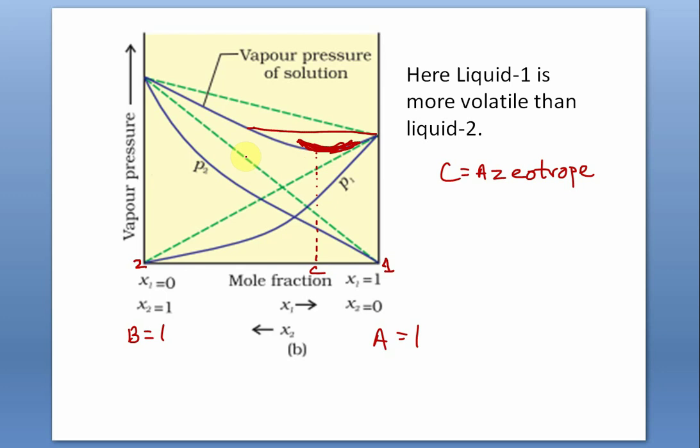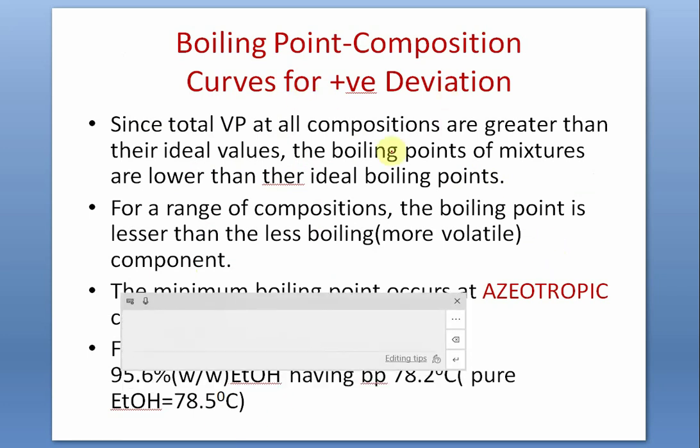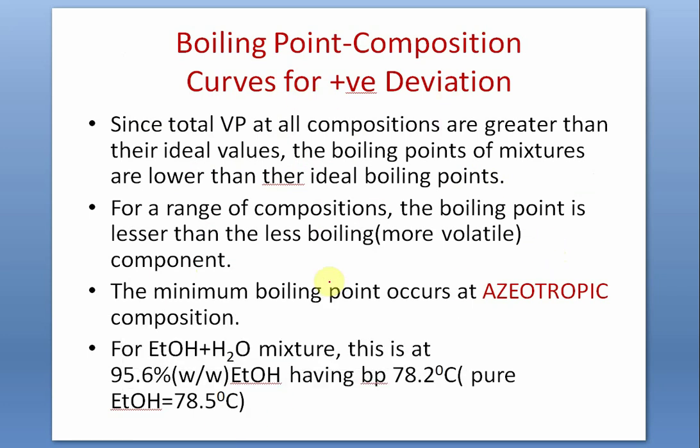You understood? So this point, the minimum point here, is called C, that is the azeotrope composition. There something miraculous happens. I'll tell you that. Let us talk about the boiling point composition graph. Let us talk about the boiling point composition graph for positive deviation, then negative deviation.